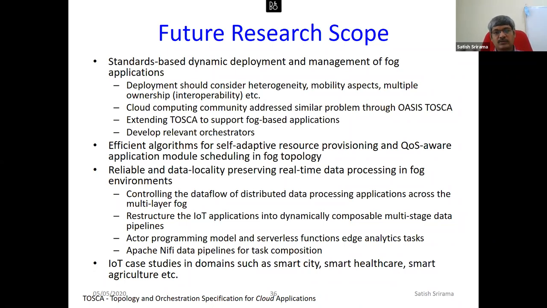And of course, I have already discussed a lot of resource provisioning strategies, QoS aware, QoE aware, application scheduling strategies, and self-adaptive strategies. Can you look at them? That is also another research challenge.